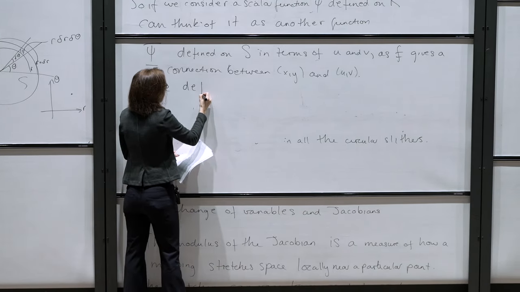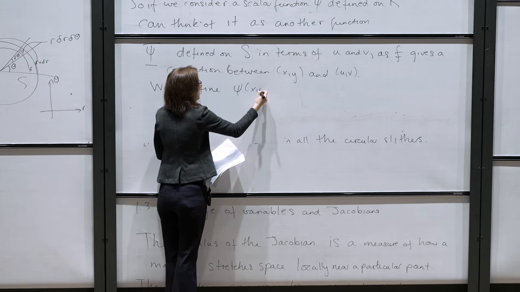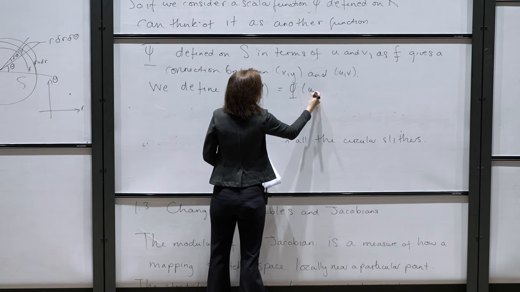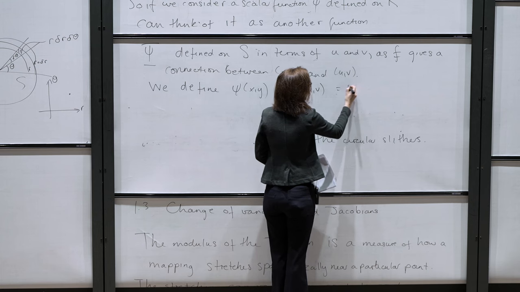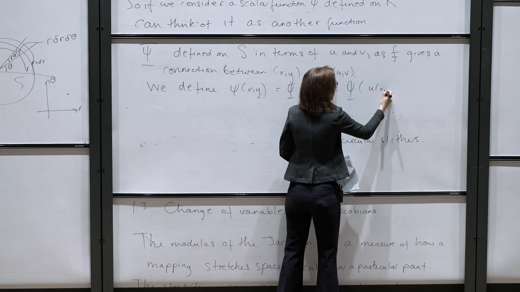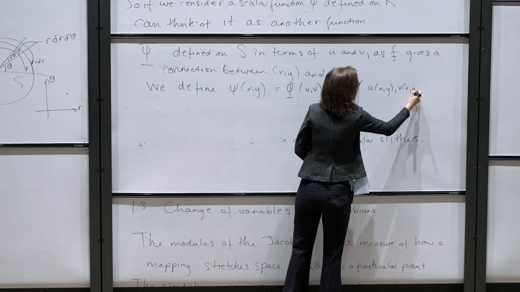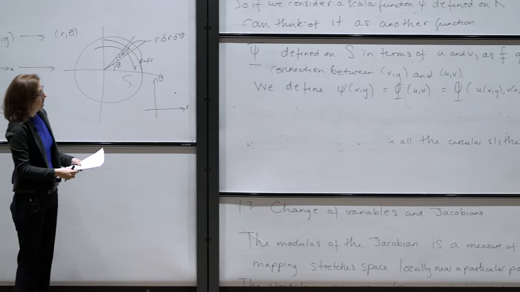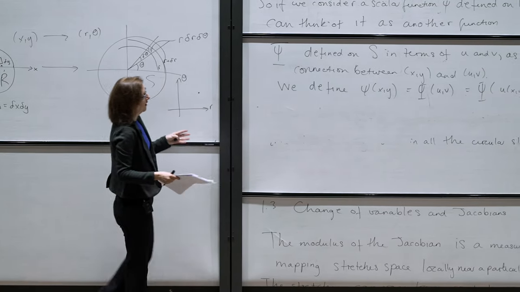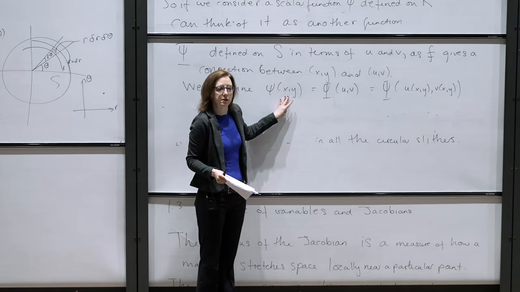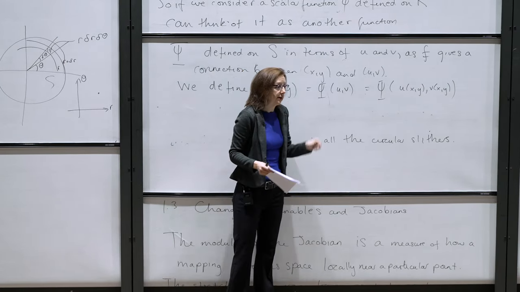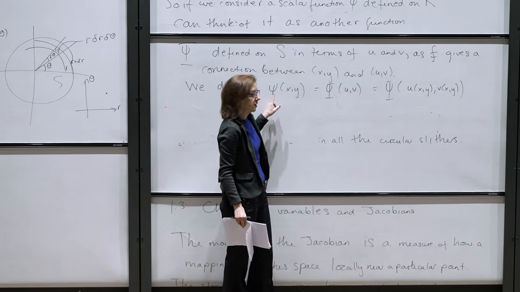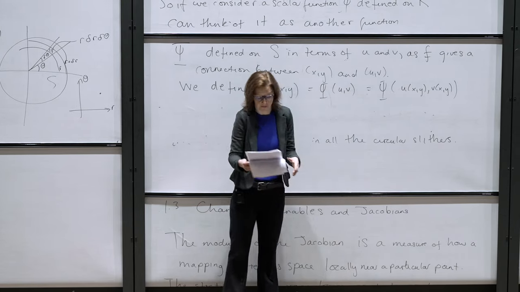So we define psi of x, y, which can just be written in terms of big psi of u and v, which is really big psi of u of x and y, v of x and y. So the two things are the same, they're just written in a different way. Okay, so two domains, we've got a mapping, we've got a scalar function we want to integrate, we can define it with respect to the first coordinate system, or equivalently with respect to the second coordinate system. And to keep things straight, I've just given it different notation, so lowercase psi and uppercase psi.